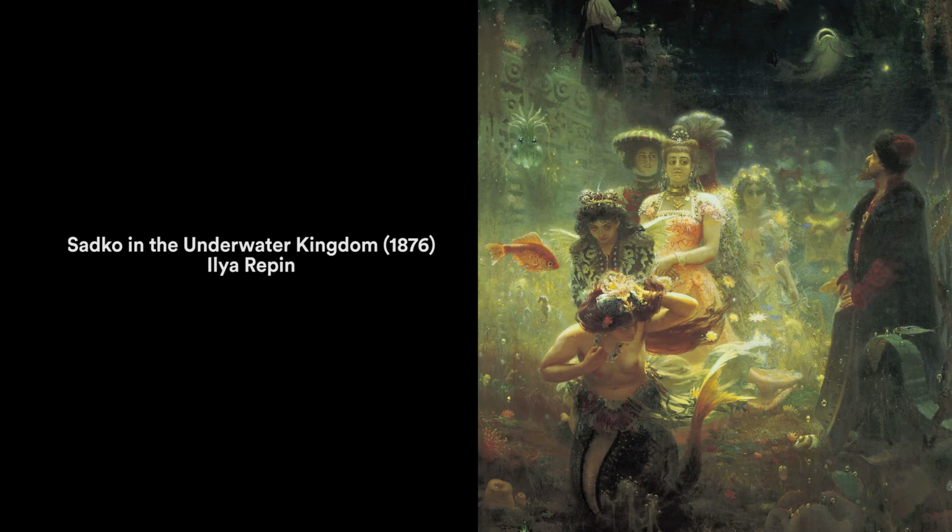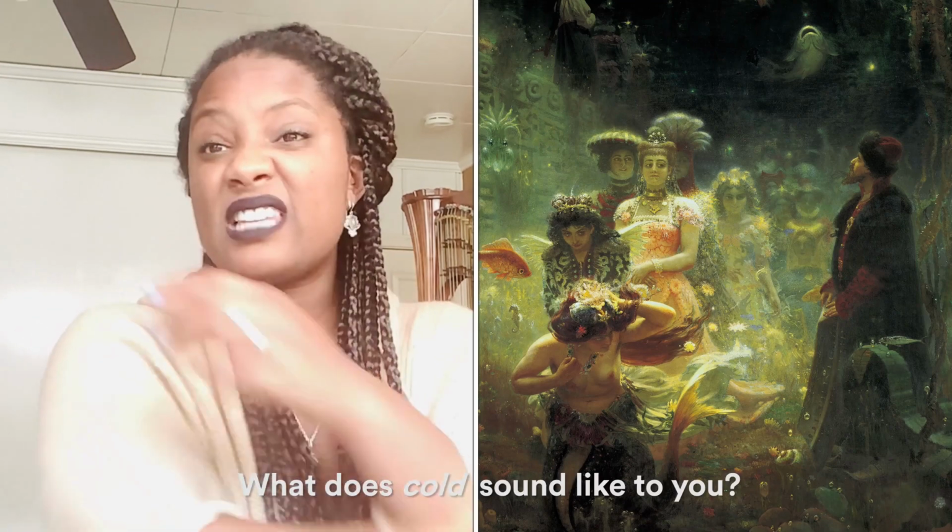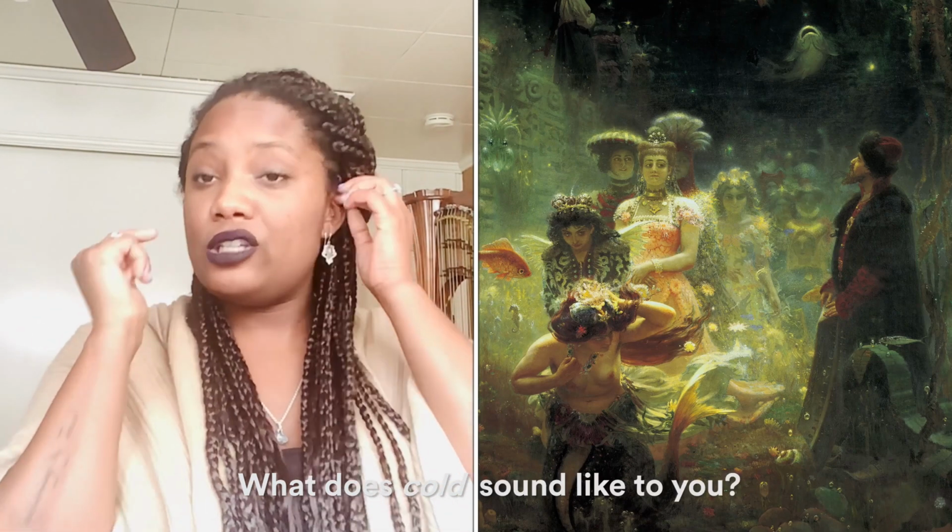I would love to explore one of my favorite paintings. It is called Sadko in the Underwater Kingdom by a very old and long dead painter called Ilya Repin. One of the first things that I think of when I see this painting is the temperature. It looks cold down there, right? So what does cold as a temperature sound like to you, right?